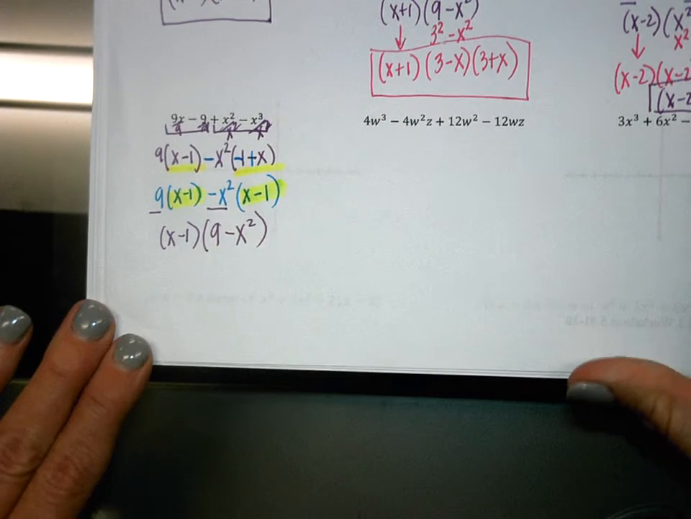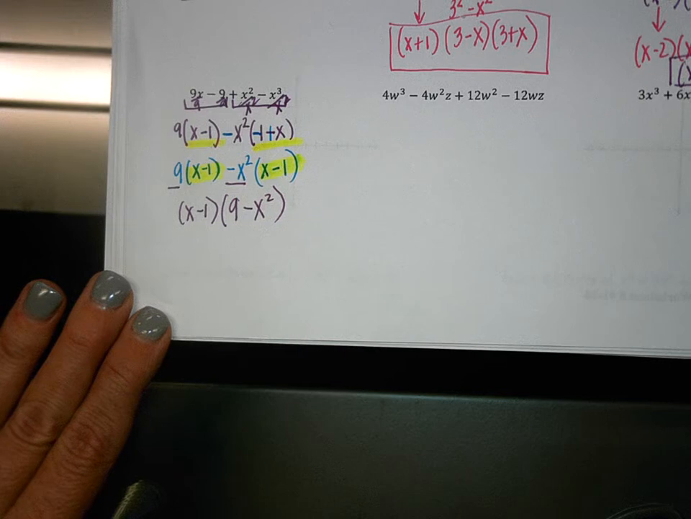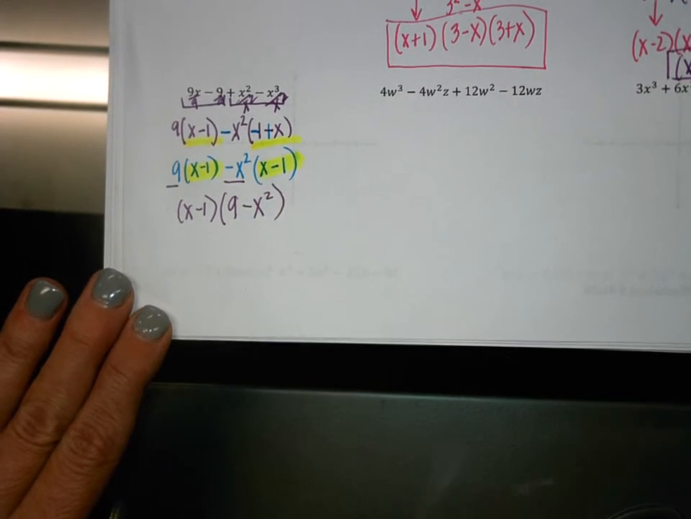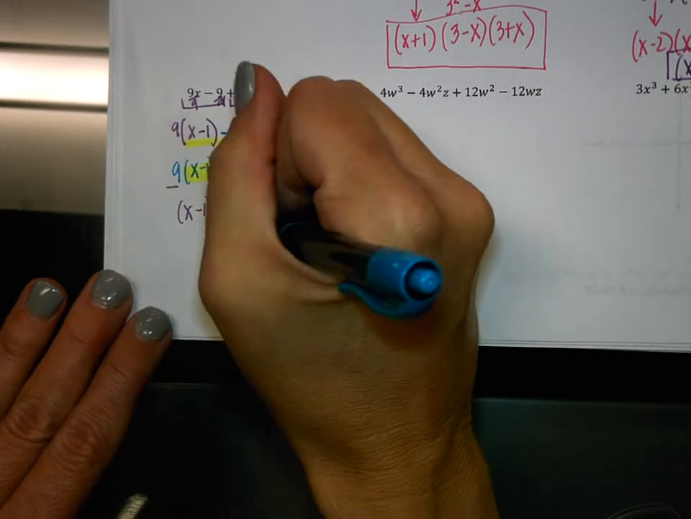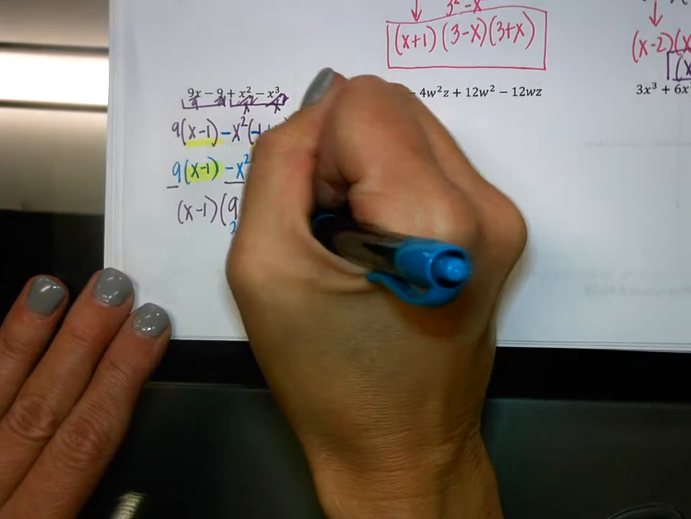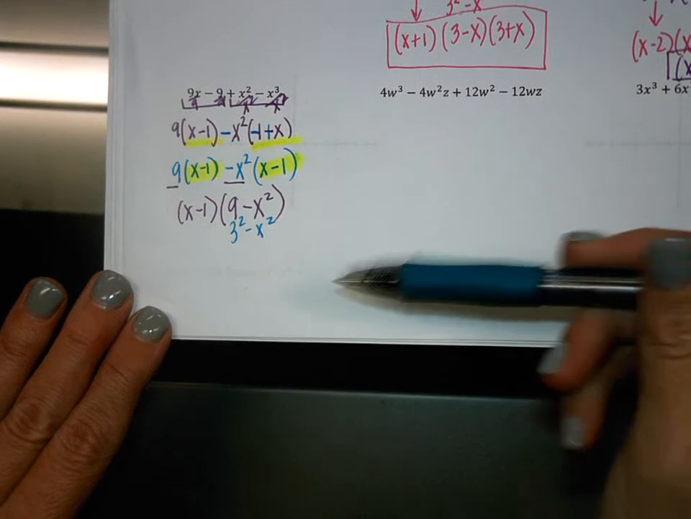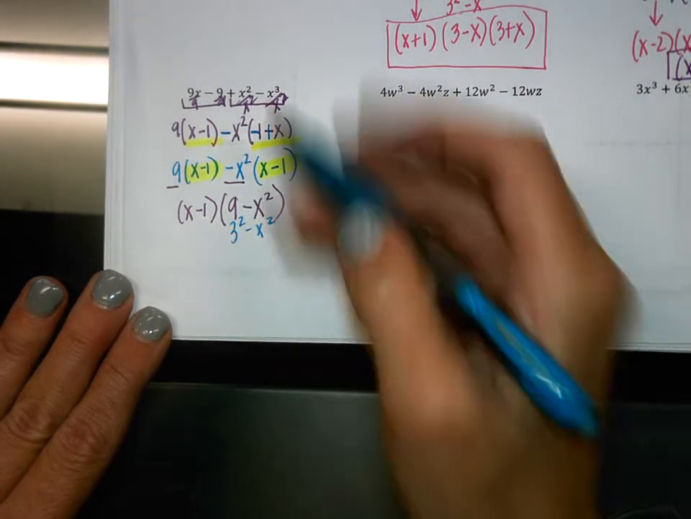Can I factor this any further? Yes. So anytime you have an x squared term in one of your factors, you want to check to see, well, is everything in that parenthesis a square? So can we write 9 as a square? Yes, 3 squared. Okay? So basically your check is just to look for a square. Okay? And then check to see if everything in that is a square. And in this case it is.